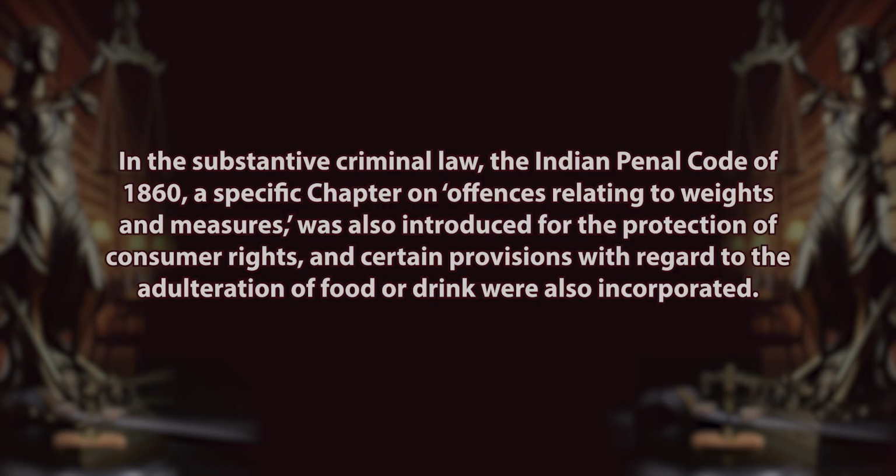After the advent of British rule in India, the law of torts and contract law were applied to protect the interests of the consumers. In the substantive criminal law, the Indian Penal Code of 1860, a specific chapter on offences relating to weights and measures was also introduced for the protection of consumer rights, and certain provisions with regard to the adulteration of food or drink were also incorporated.